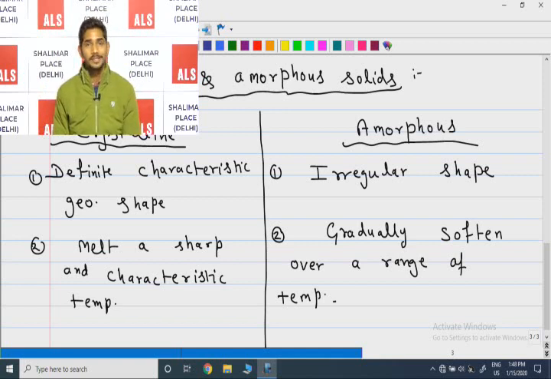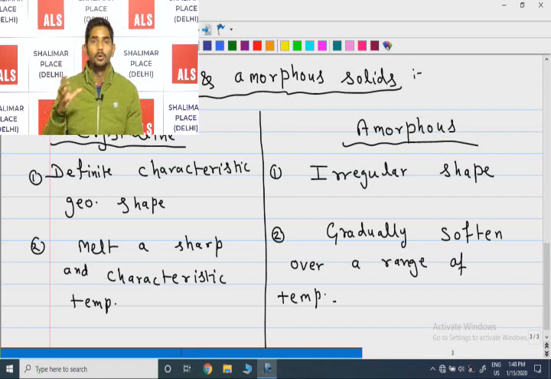Whereas in case of the crystalline solid, if I say the melting point is 140 degrees Celsius, I'll simply need 140 degrees Celsius to melt the whole crystal. This is the difference between crystalline and amorphous, the second point, number 2. I hope it is clear to everyone. If anyone still has any doubt, please ask me.